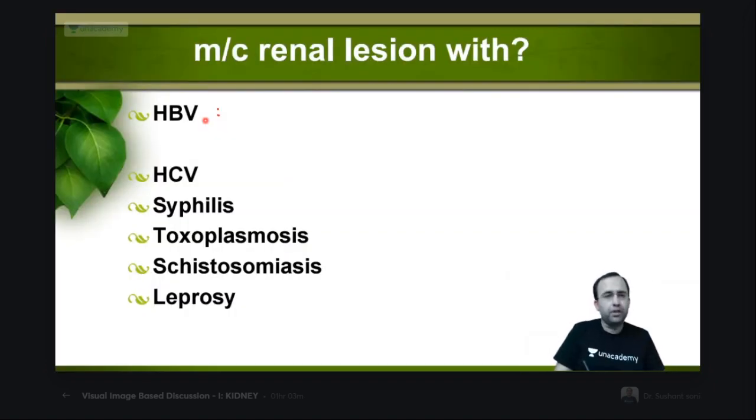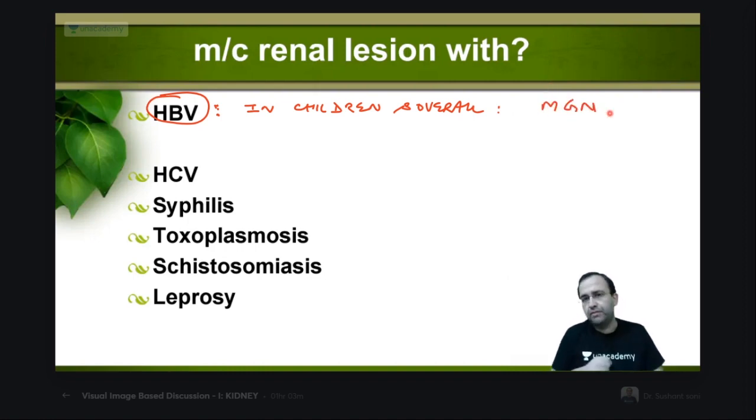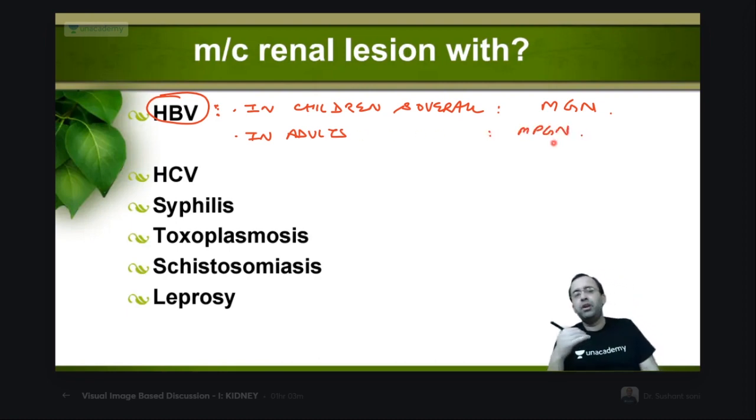Starting with the first question, most common renal lesion associated with hepatitis B virus, associated with HBV in children, and overall. Overall, if nothing is written, we mean overall. Most common nephrotic syndrome associated with HBV is MGN, membranous glomerulonephritis. Versus in adults, it is MPGN, membranoproliferative glomerulonephritis.